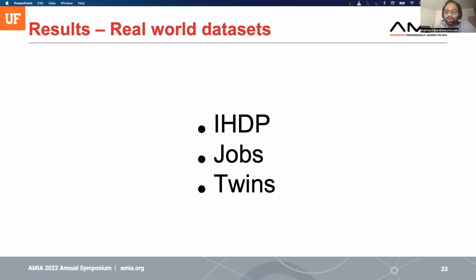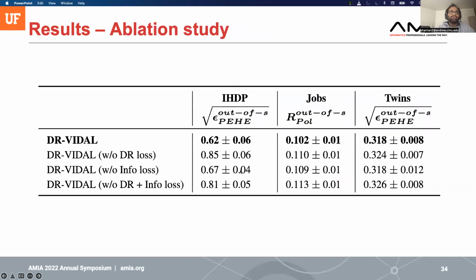For the real world data, we use the IHDP, jobs and twins data sets. First we performed an ablation study and checked that Dr. VIDAL with the doubly robust loss and with the InfoGAN regularization performs the best for all the different real-world data sets.